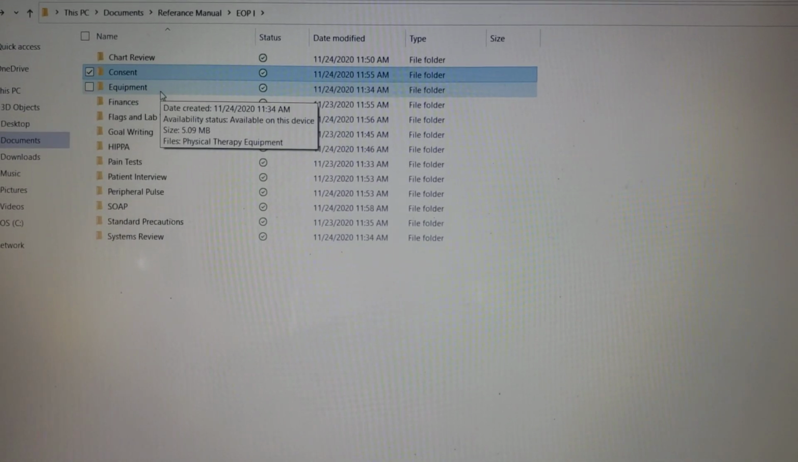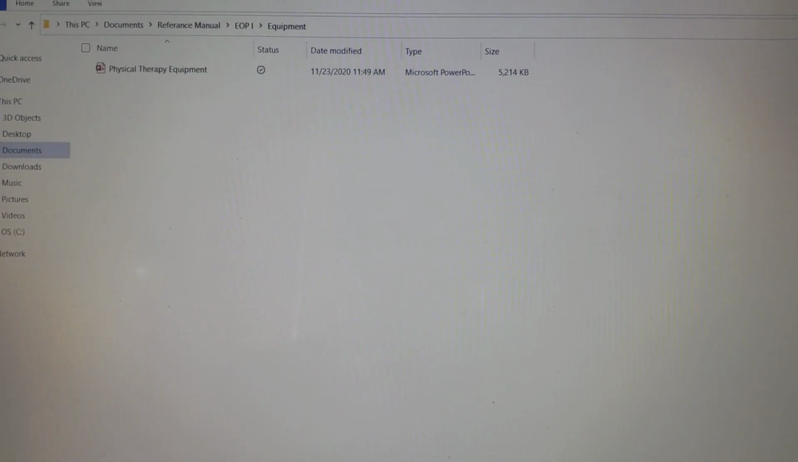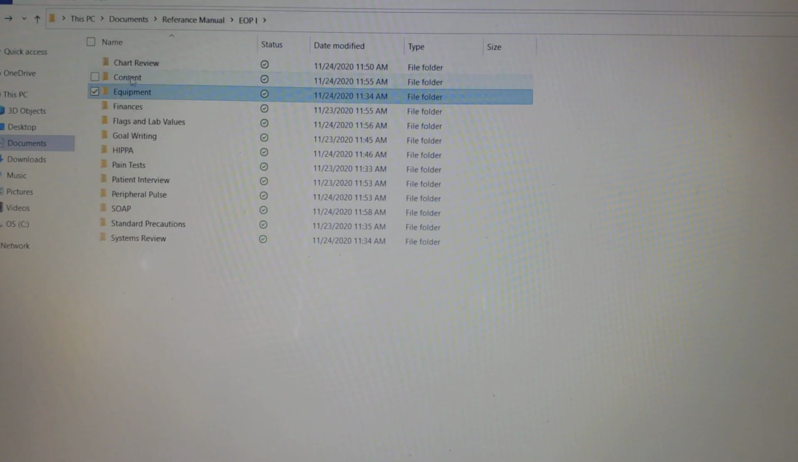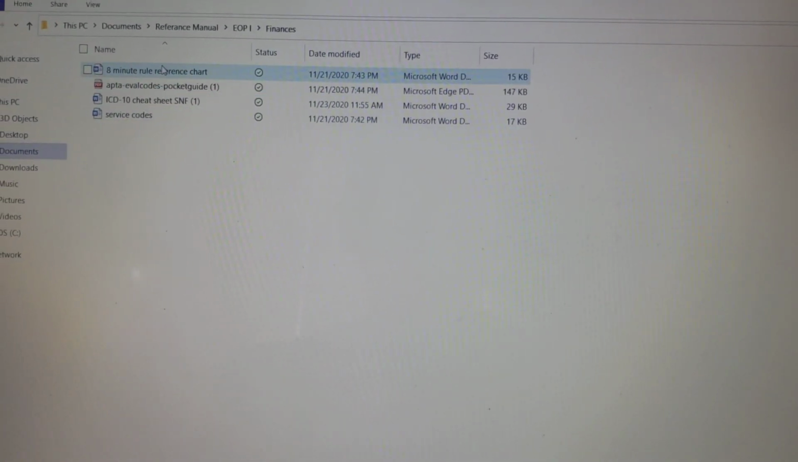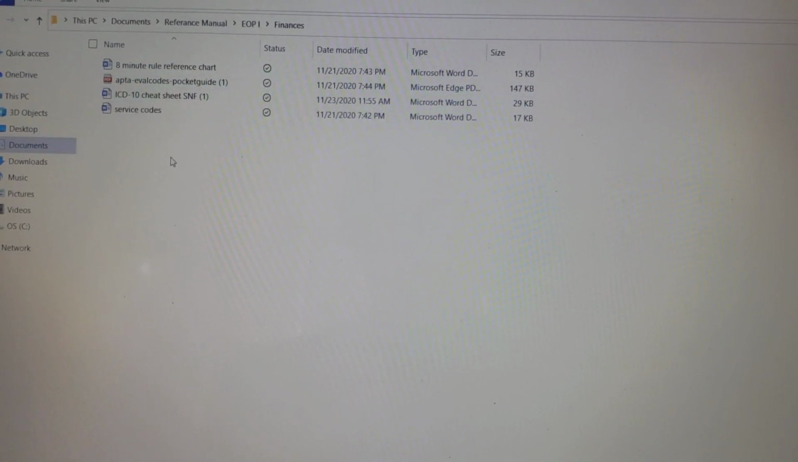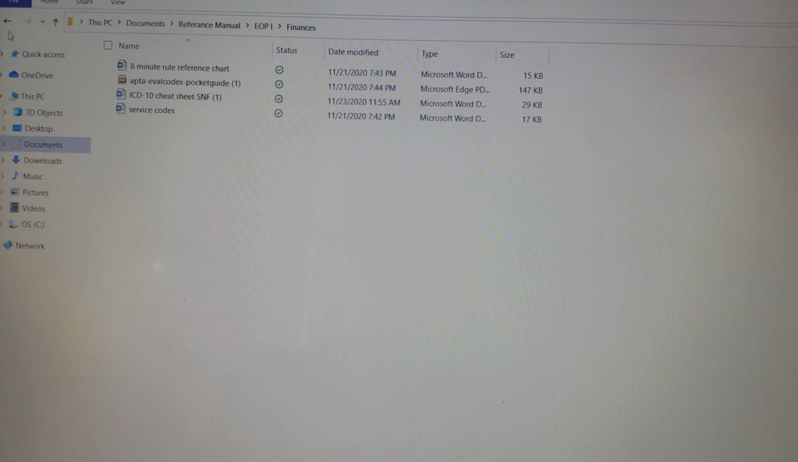Following this, I have equipment, and in my equipment file, I have the physical therapy equipment PowerPoint that we have. Following that, I have a finances file, and this has the 8-minute rule reference chart, the APTA pocket guide, the ICD-10 cheat code, as well as different service codes.